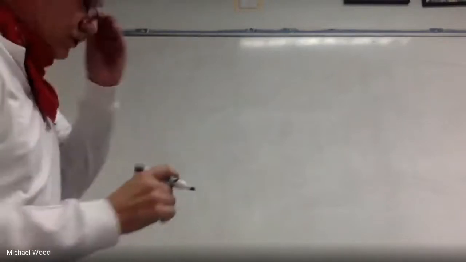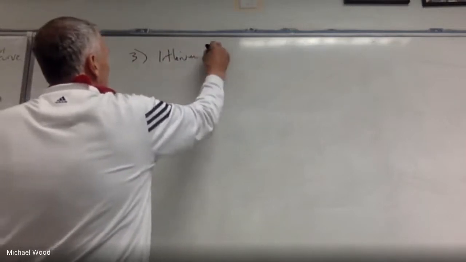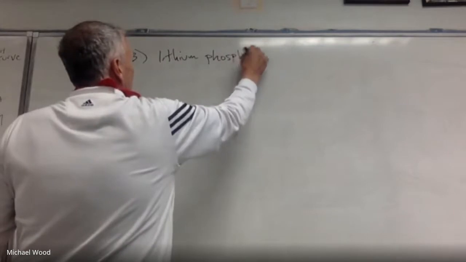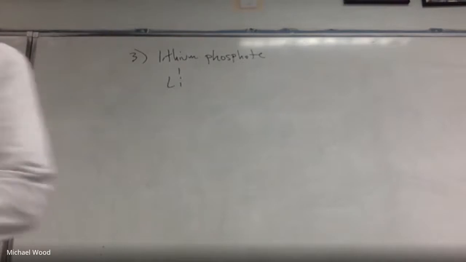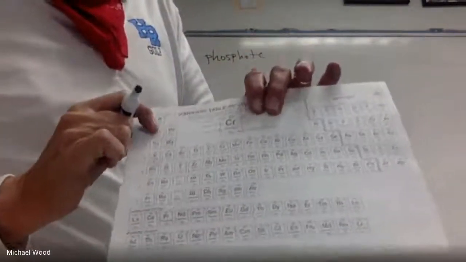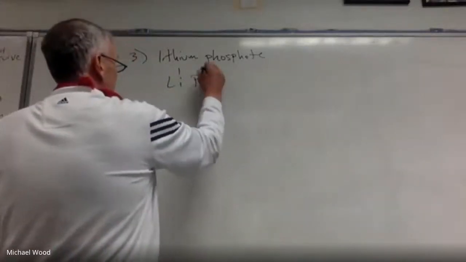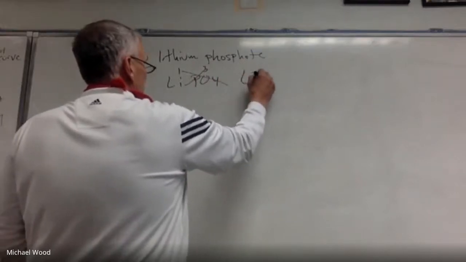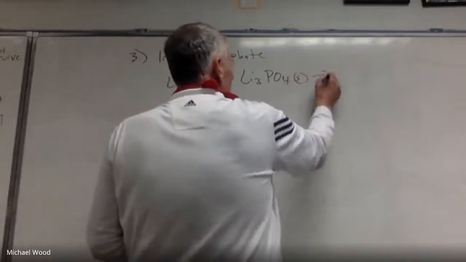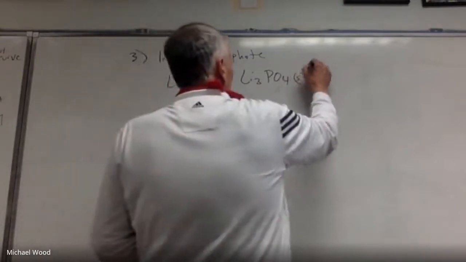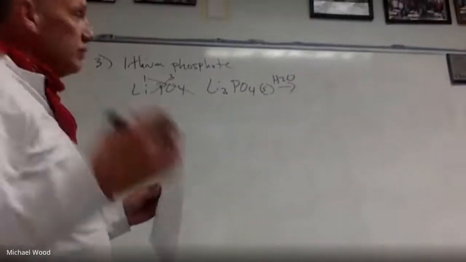So number 3, lithium phosphate. Again, what I have to do is go back and look up their charges and write the correct formula. So lithium is a 1, and phosphate back here is PO4 as a 3. If I cross those over, what I get is Li3PO4. And it's a solid. So this is just like what I did in class. We're going to put this in water, and the word they use in chemistry is it's going to dissociate. It's going to break into its two parts.